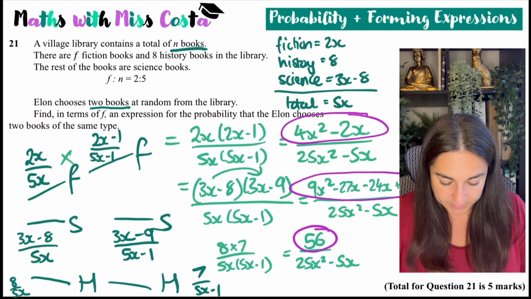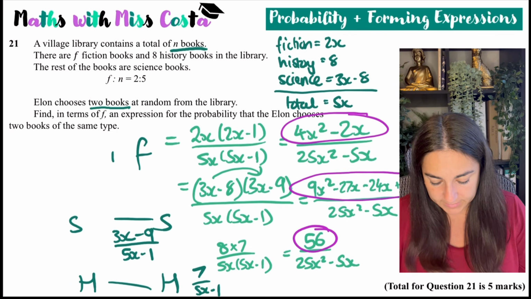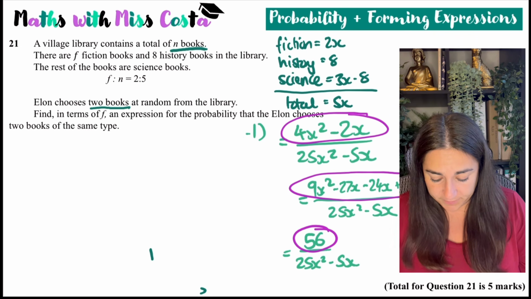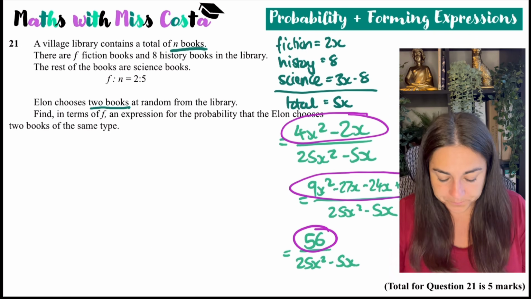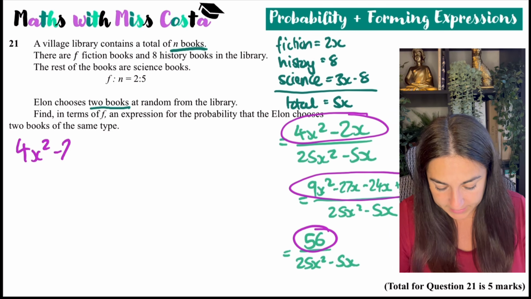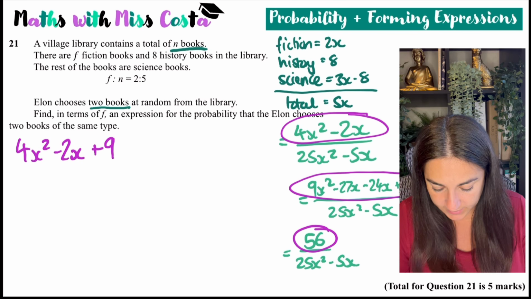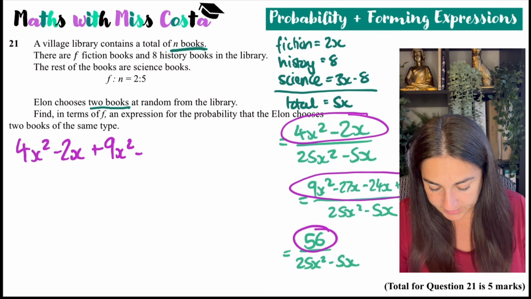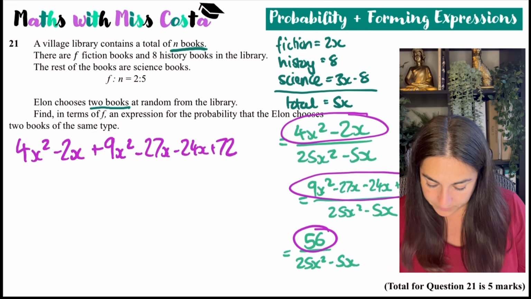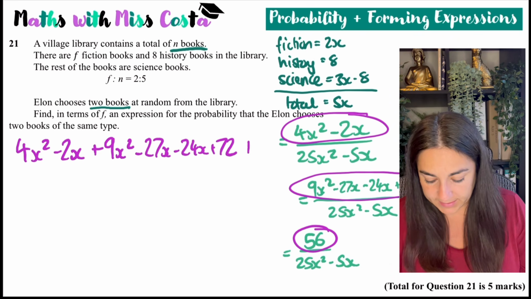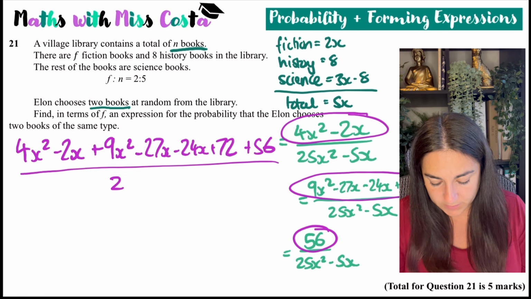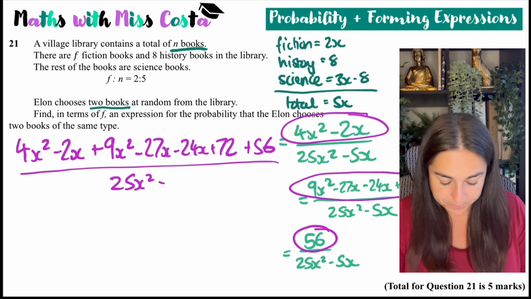So let's just make some space here. Let's simplify. Let's write it all out. 4x squared minus 2x plus 9x squared minus 27x minus 24x plus 72 plus 56 over 25x squared minus 5x.